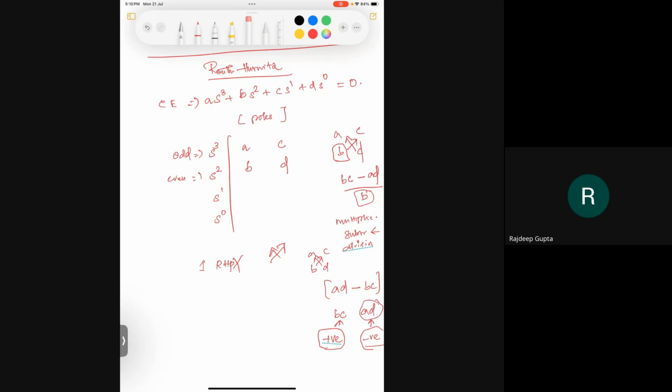Why are we doing all these operations? The number of times the sign changes gives the number of right half plane poles. Yes, that's why we do this operation: to know how many times the sign changes, or primarily whether there is any sign change.